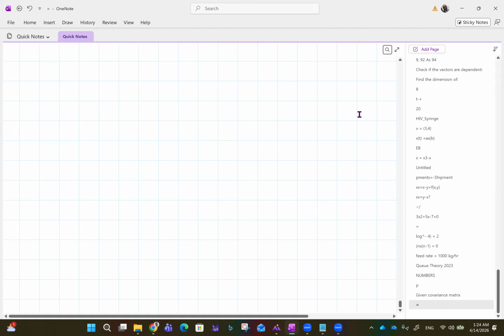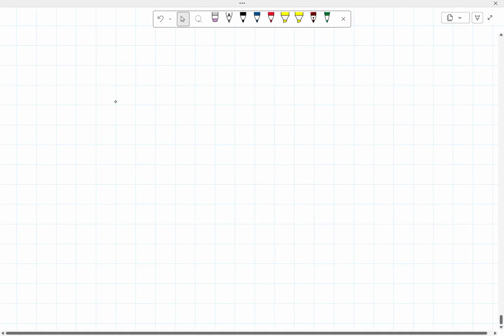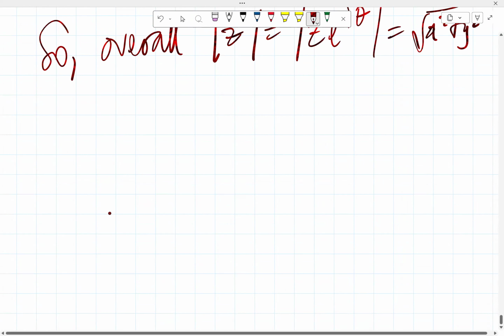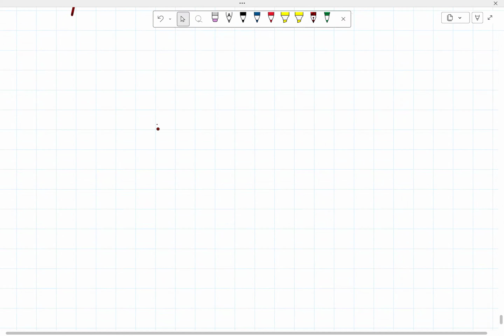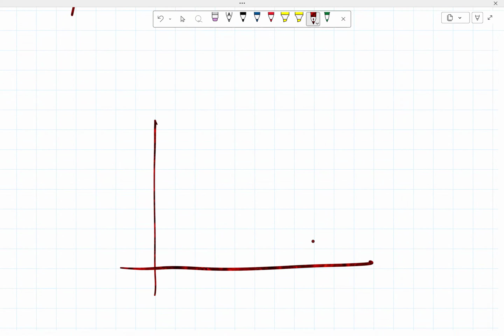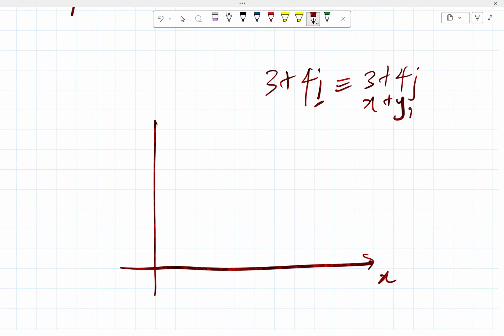So talking about the Argand diagram, we mean something like the Cartesian coordinate system, but not quite, though exactly the same concept. Imagine you need to represent 3 plus 4i. Sometimes it's also written as 3 plus 4j, for electrical people, since i means current, so they use j. So you have x plus yj, x plus yi.